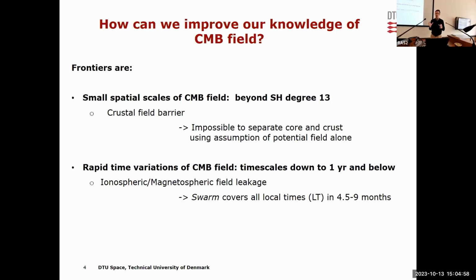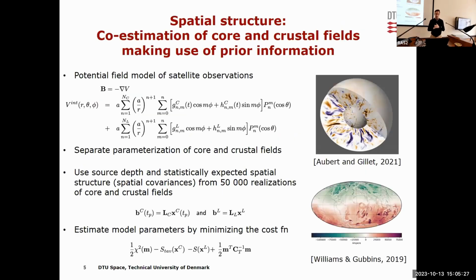Secondly, we'd like to go to more rapid time variations of the core mantle boundary field. So to try to go down to timescales of 1 year and below. And there, the problem is contamination, leakage of magnetospheric and ionospheric signals into our core field. And this is really limited, at the moment, by SWARM's local time coverage, which is between 4.5 and 9 months, depending on the arrangements of the satellites. So I'll now try and give some thoughts from my side about how we could try to make progress here.